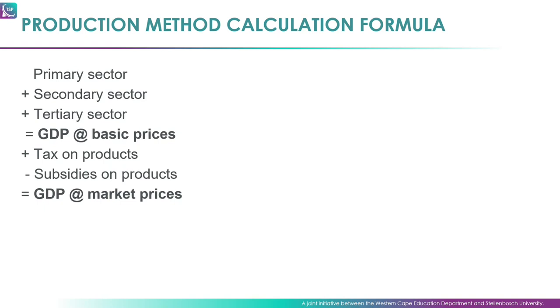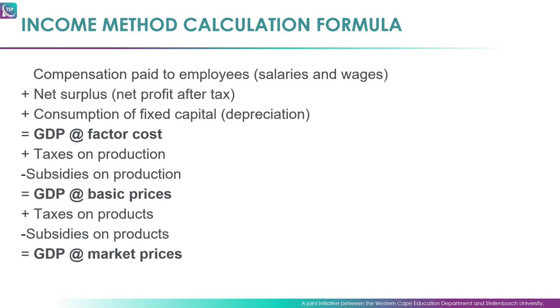So here, basic prices represents cost price, whereas your market price, on the other hand, represents the selling price of the item. Another way in which you can explain what is meant by GDP at basic price is the cost of production, or what it costs to produce the item, and your GDP at market price is the price that the consumer is going to pay for the product, so that would constitute your selling price of the item.